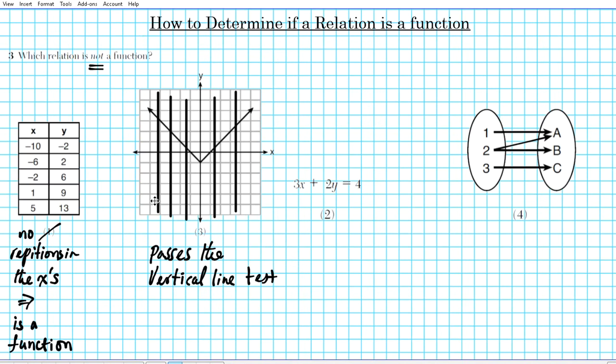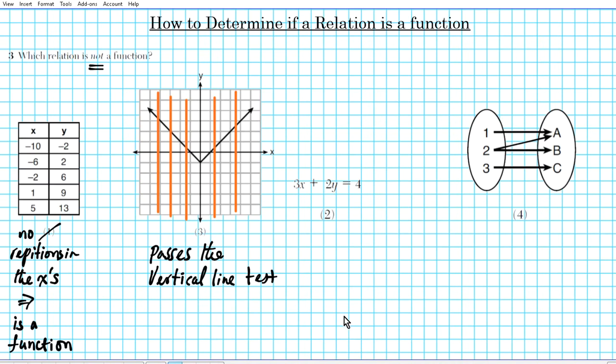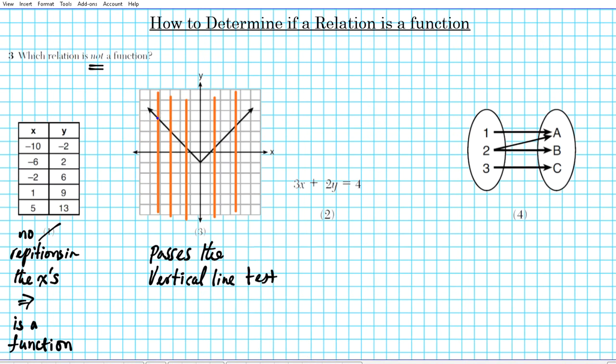Okay, so let me highlight my vertical line. So we have one there. There's another one. So just to illustrate, what I'm trying to show you here is that these vertical lines are intersecting the graph at exactly 1 point. All the vertical lines do that. Okay, so what this is showing us visually is that every input, which go along from the vertical line from the x to the graph, is assigned to exactly 1 output. All right, so this passes the vertical line test. What does that mean? It means that this relation is a function.